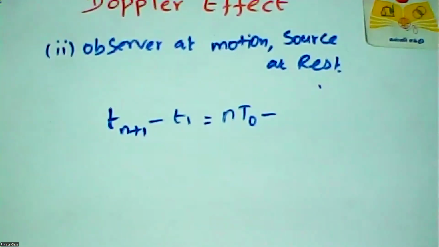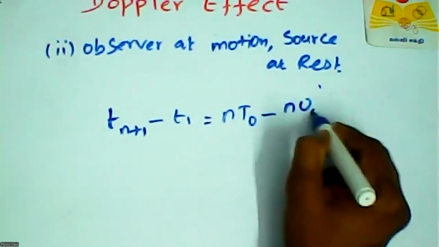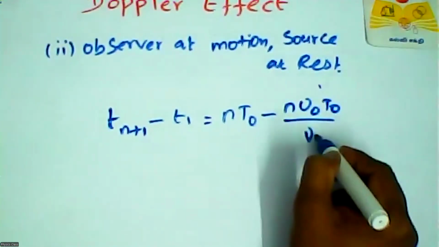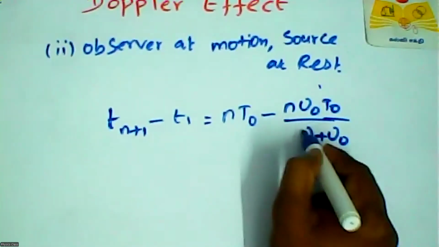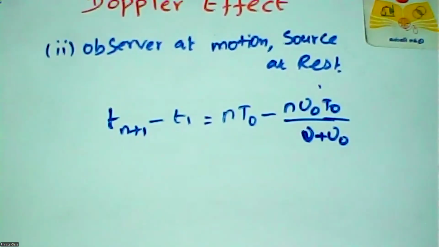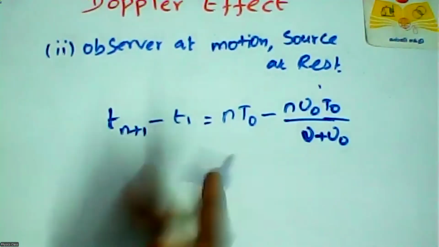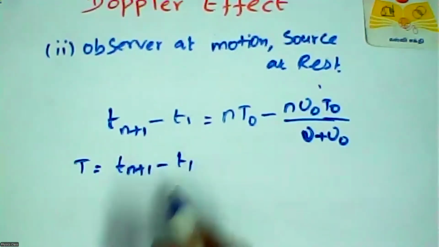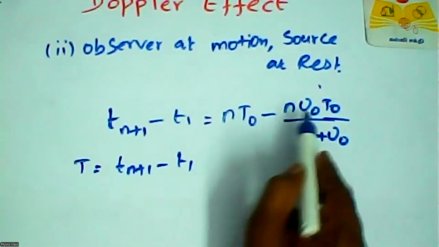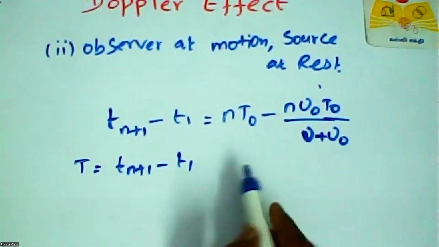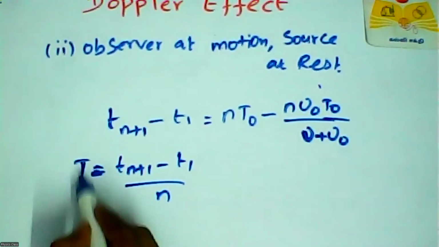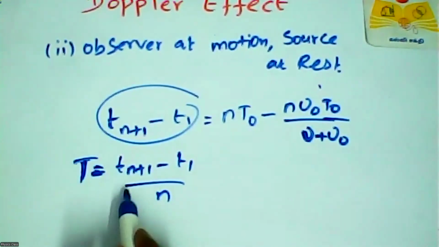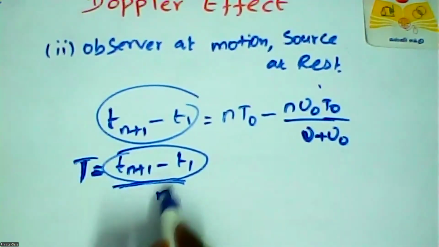Yeah. So we have to put that quantity in the reverse order, like this. Okay. So this is the time period of the wave, the time interval between the first and n plus 1 crest. So the time period of the waves as measured by the observer, T, is equal to T(n+1) minus T1. So n T naught minus n v naught by... because we have to know what is time interval. This is a time interval. This is a time period. So time period means 1 by n, time period, time interval by frequency n.